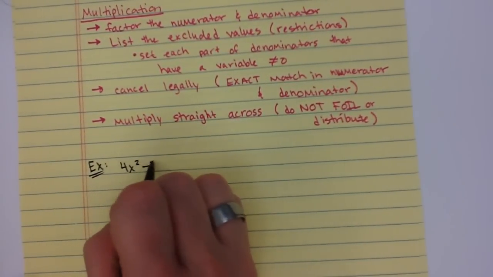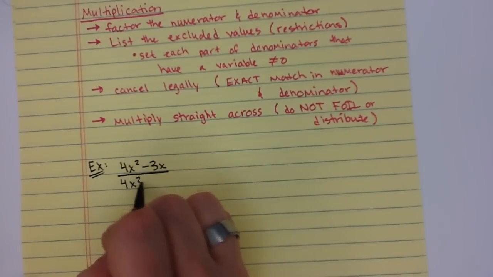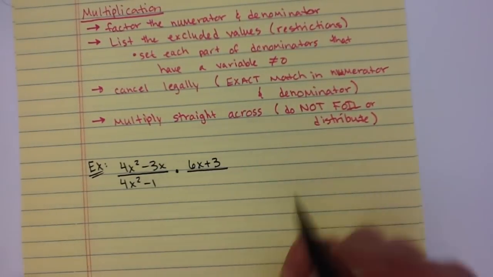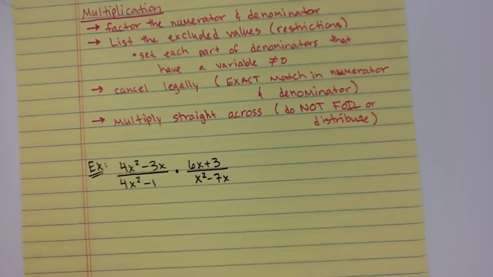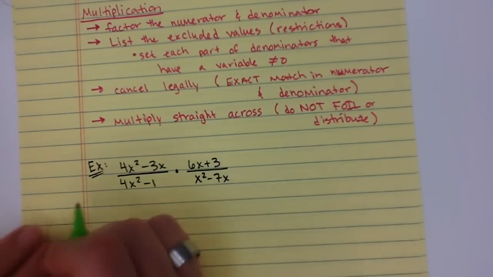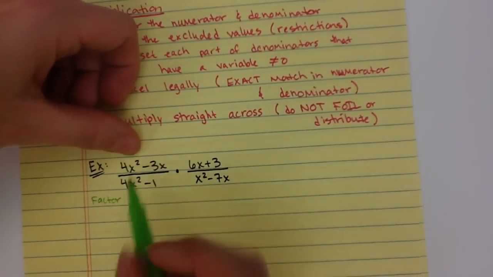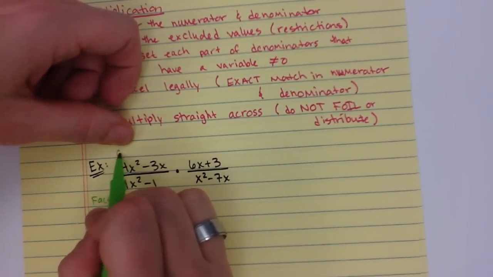For x squared minus 3x over 4x squared minus 1 times 6x plus 3 over x squared minus 7x. So remember that our first step is to factor. So we actually have 4 things to factor in this problem. We have 2 numerators, 2 denominators. So let's take it a piece at a time.